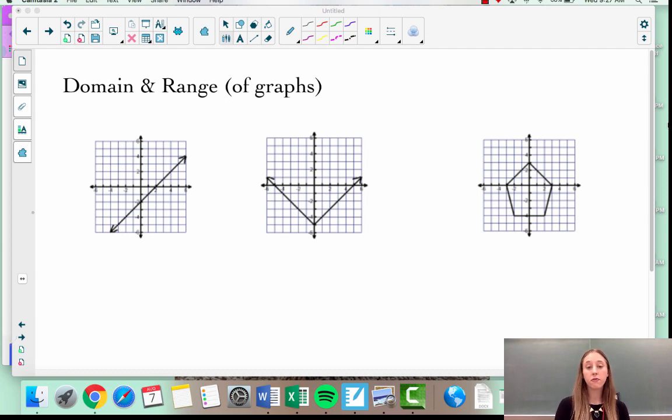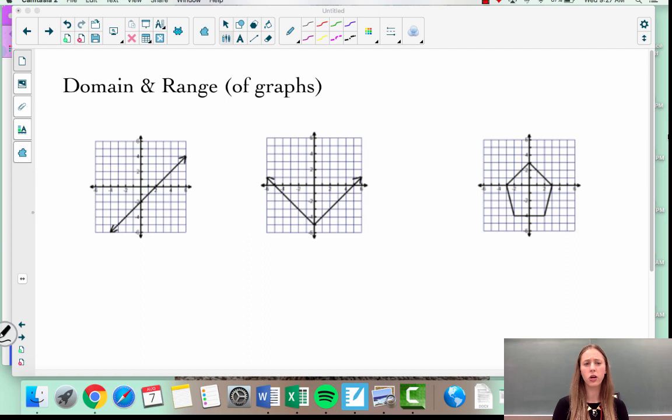In a domain and range of graphs, you have to look at all of the potential x's and all of the potential y's that would fit on the particular function that's plotted. And that could be a very, very large range of numbers. And you don't want to list all the positive numbers and all the negative numbers that could possibly be included. So instead, what we do is we use some shorter notation to include a large set of numbers. And I'll show you what that looks like.